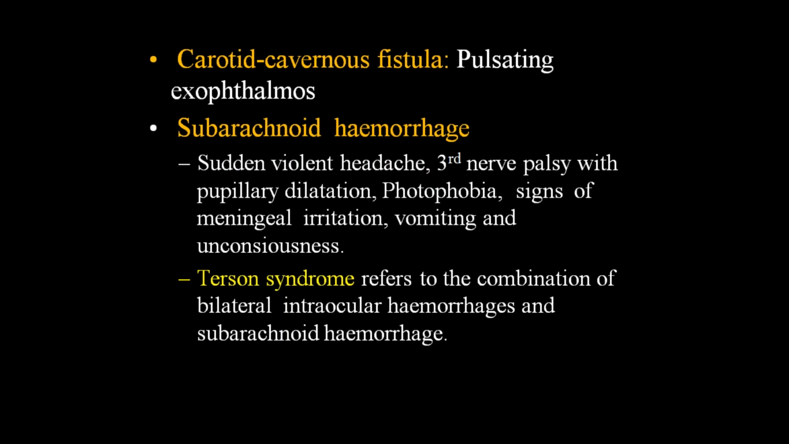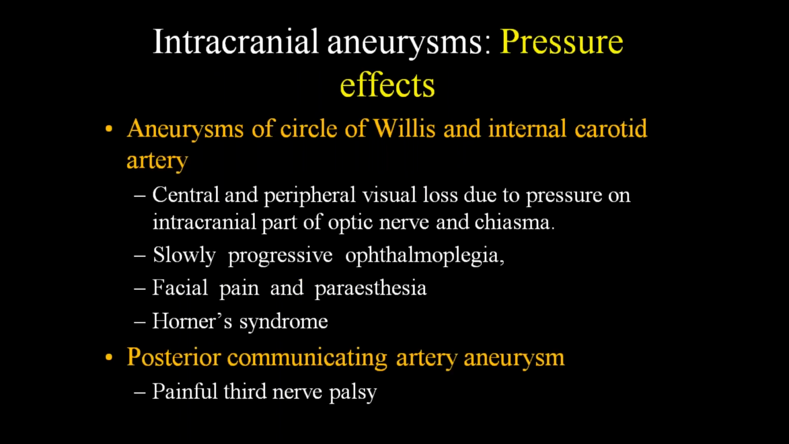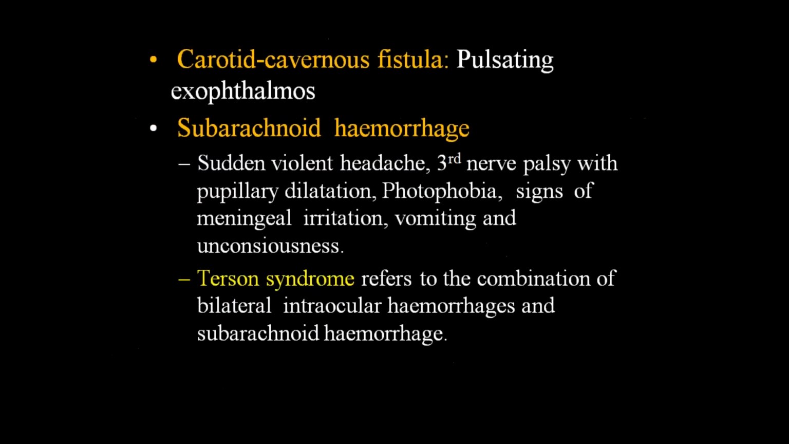What does subarachnoid hemorrhage present with? If there is a subarachnoid hemorrhage, the patient suddenly presents with very severe, sudden, violent headache and third nerve palsy with pupillary dilatation, photophobia, signs of meningeal irritation, vomiting, unconsciousness. These are all various features which are commonly seen in subarachnoid hemorrhage. Terson syndrome is a condition which refers to a combination of bilateral intraocular hemorrhages with subarachnoid hemorrhage. If the patient has intraocular hemorrhages associated with subarachnoid hemorrhage, then it is given a term called Terson syndrome.